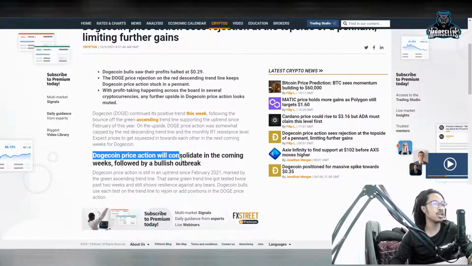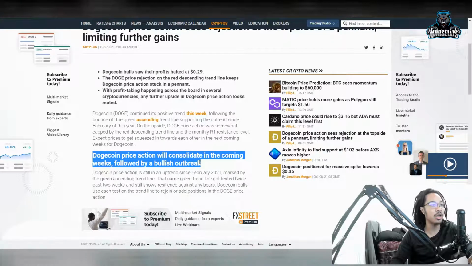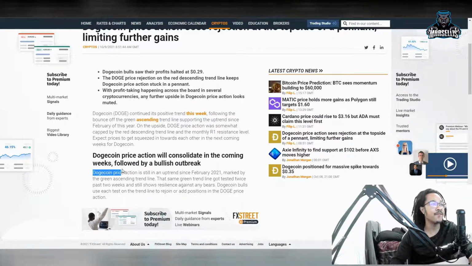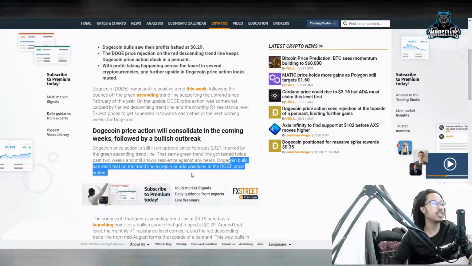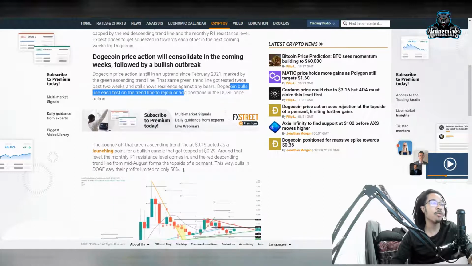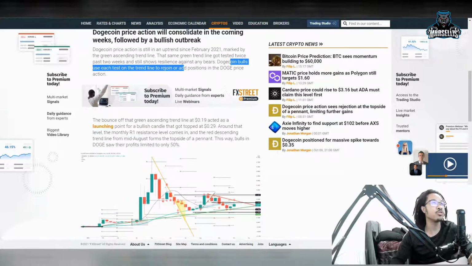Dogecoin price action will consolidate in the coming weeks, followed by a bullish outbreak. This is the big statement here, followed by a bullish outbreak. So Dogecoin price action is still in an uptrend since February 2021. Dogecoin bulls use each test on the trend line to rejoin or add positions to their Dogecoin price. So what we're seeing a lot is a lot of people adding onto the Dogecoin.